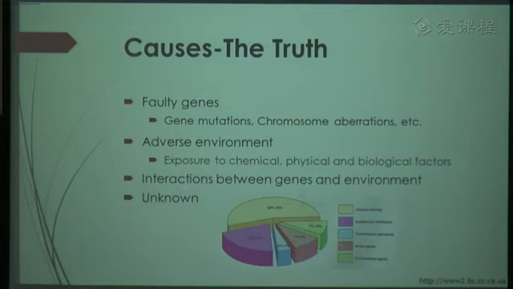And the third reason is also important: interactions between genes and environment. So basically, it means the babies were born with a not perfect gene, and when they encounter a certain harsh environment, the birth defect will show up. And as I said, most birth defects have unknown reasons, which requires further research.